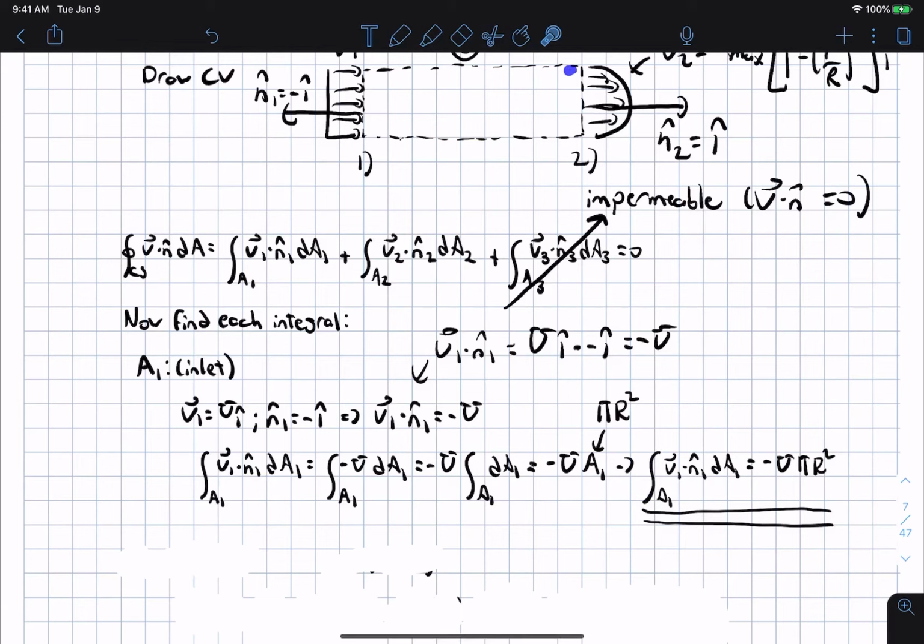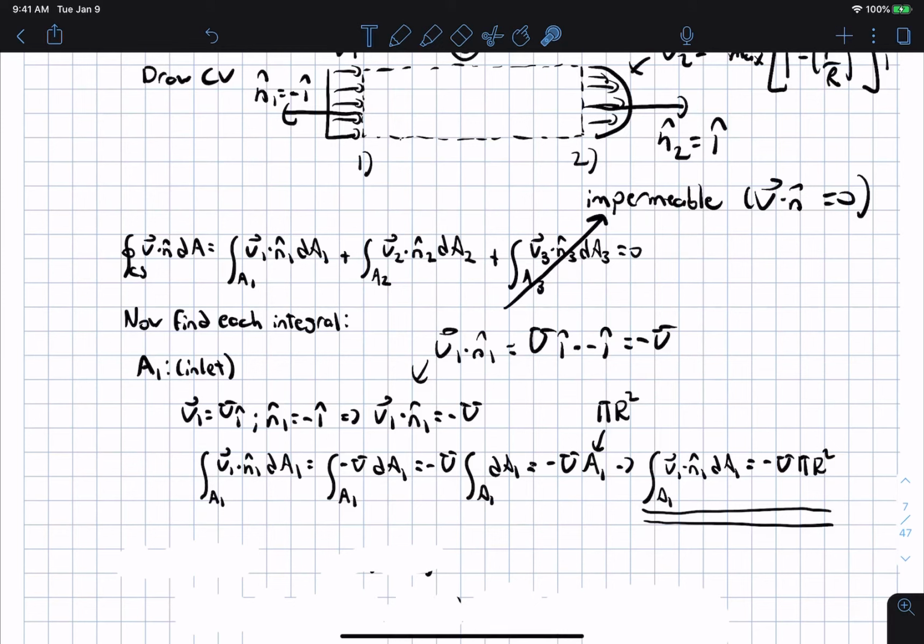Okay, and so we have completed these pieces here. So we have walked around almost the entire surface. We just have surface 2 to deal with, and then we will have completely walked around the surface of the control volume, and we need to just do that piece, that integral there.